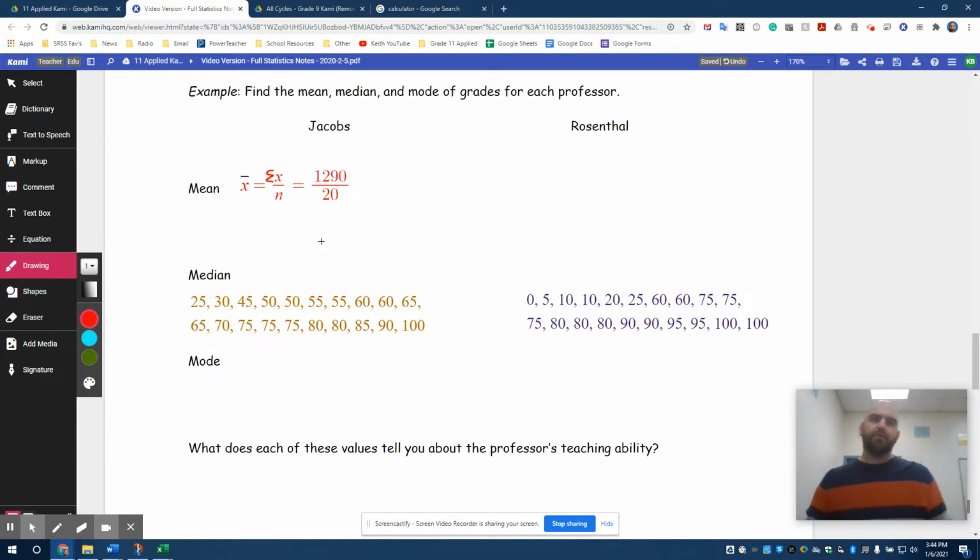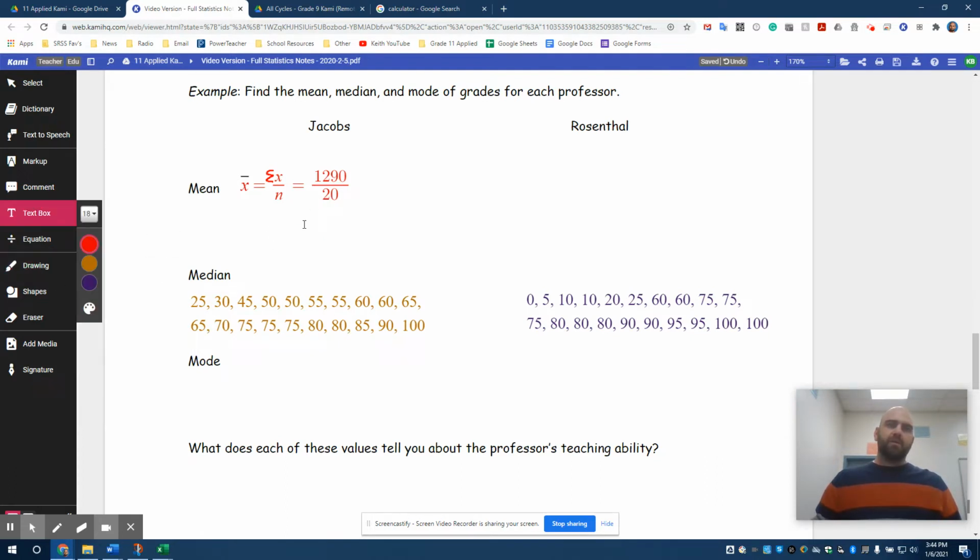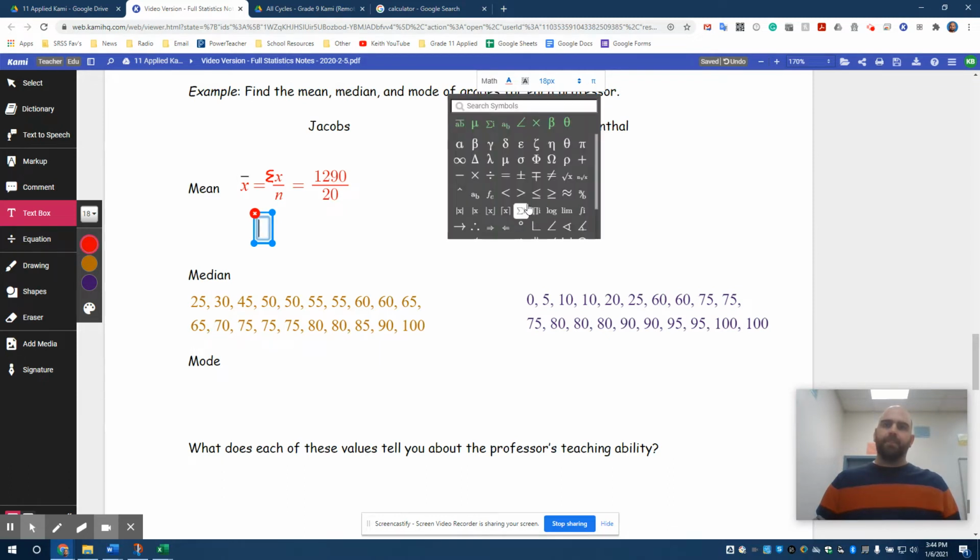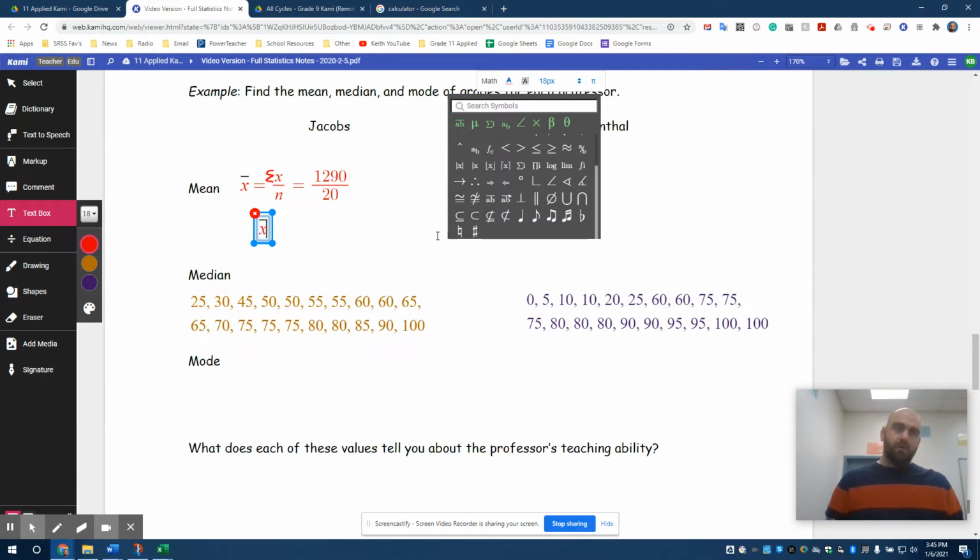All right, summation. So the sum, we add them all together, and you can do this on your calculator. You don't need to do it in your head. You can definitely do it on a calculator. We get 1,290. We divide by 20. And when we solve for it, we're going to get x bar is going to equal 54.5%.